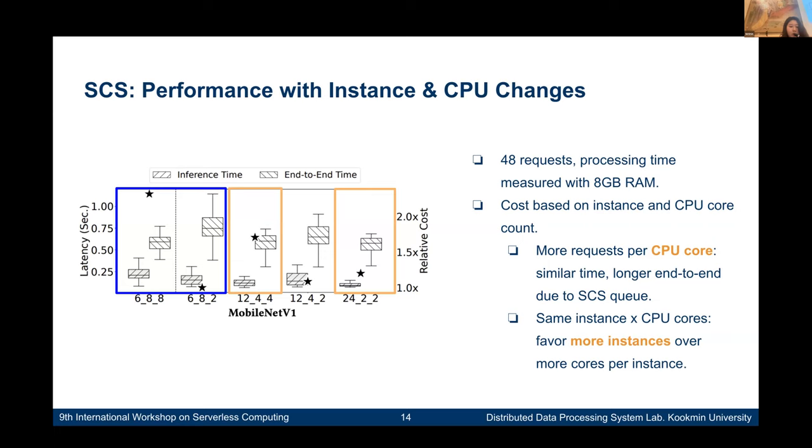Firstly, an increase in the number of CPU cores may lead to a longer end-to-end response time due to the request queues in the CS engine. Secondly, when the instance and core count is the same, using more instances could be a much more cost-effective solution. In this context, the number of instances acts as a more decisive factor than changes in core count. However, using a larger number of instances may have a negative impact on performance and host-server controls.